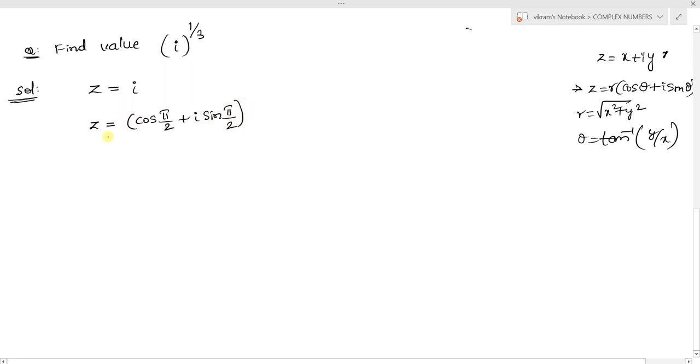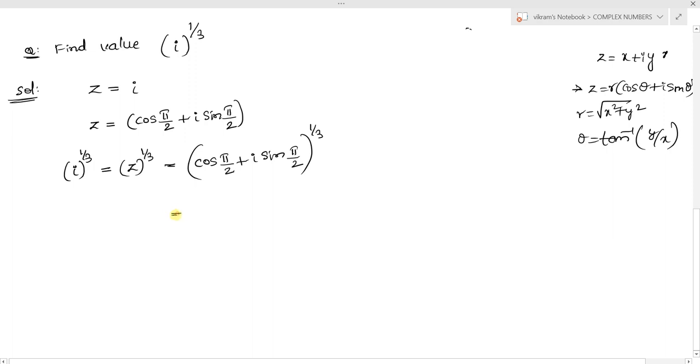But here what is being asked? i power 1 by 3. So that means here z power 1 by 3. The concept is the nth root, the cube root of the complex number i, which can be found as we represented in the polar form. Then we can write z as cos pi by 2 plus i times sine pi by 2, whole power 1 by 3.